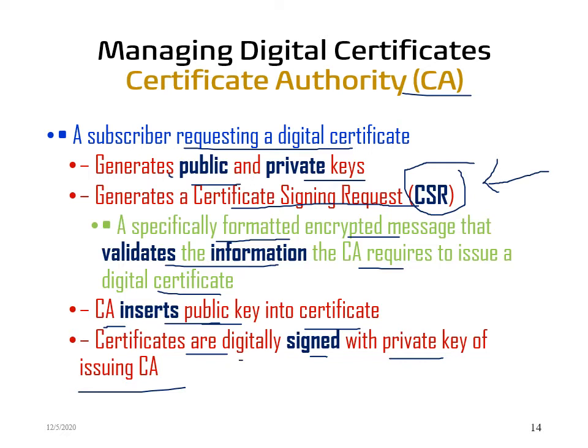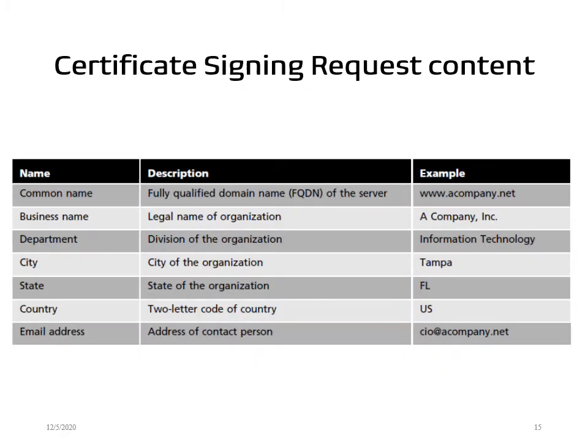After that, the certificates are digitally signed. After inserting the public key into the certificate, it will be digitally signed with the private key of the issuing CA. So certificates are digitally signed with the help of the private key of the issuing CA. Okay, so these are the four steps happening with the help of the CA, Certificate Authority.